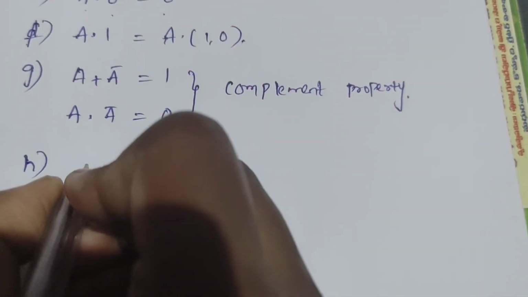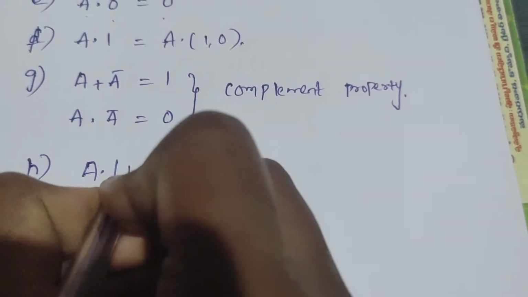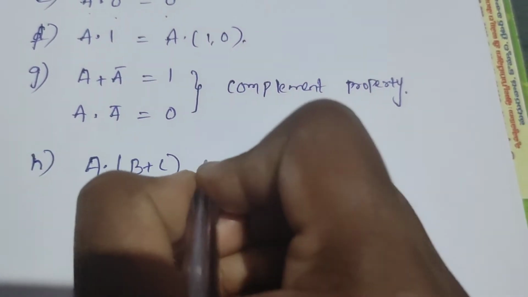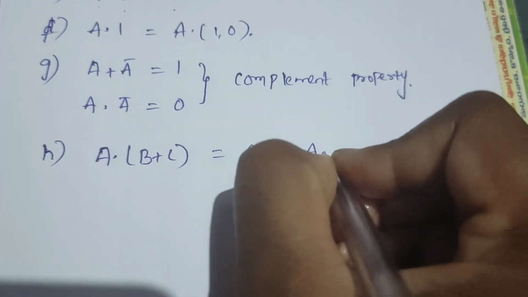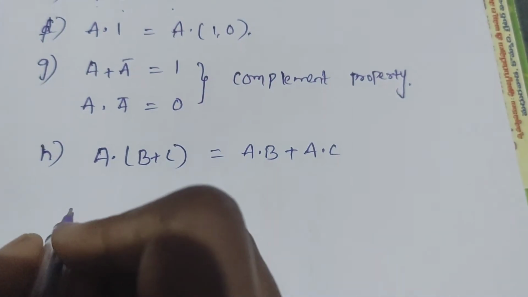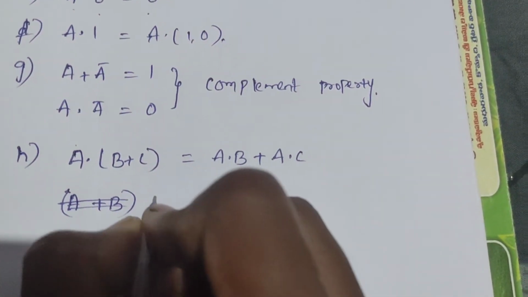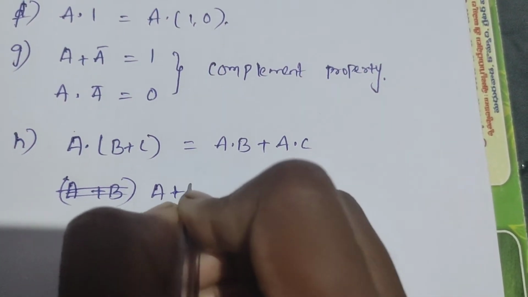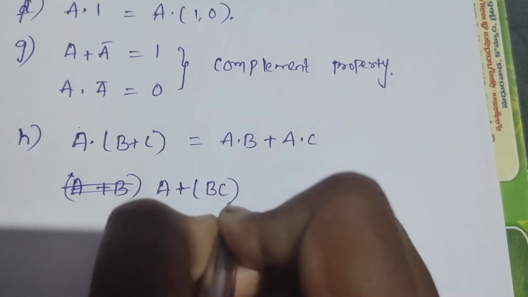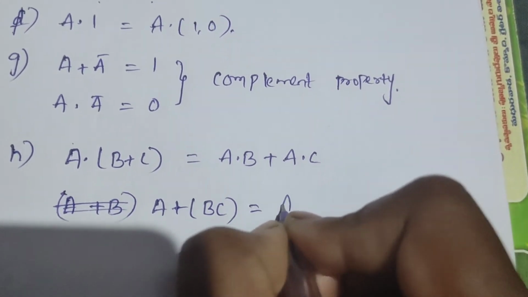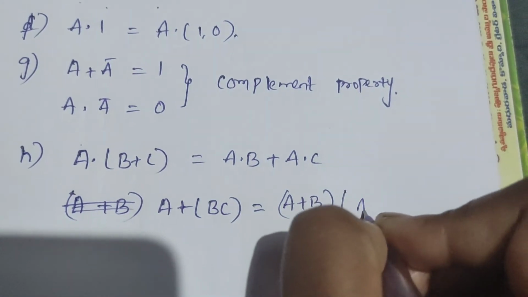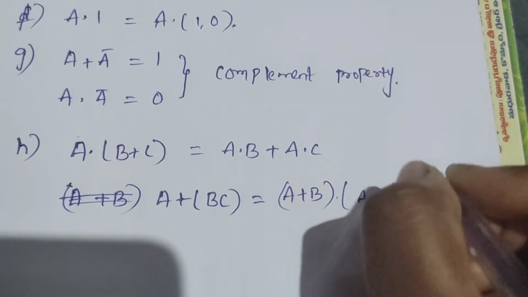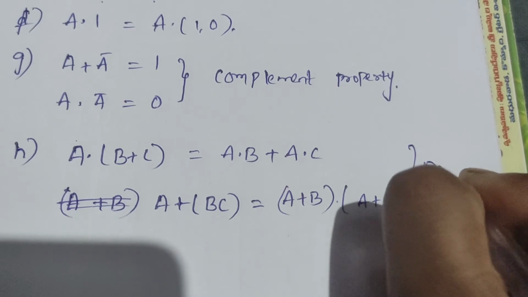And next one, a into (b plus c) gives a into b plus a into c. This is the distributive law. Next one, a plus b into c gives (a plus b) into (a plus c). These two are the distributive law.